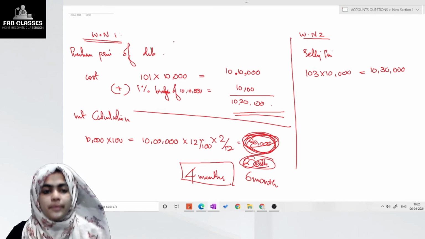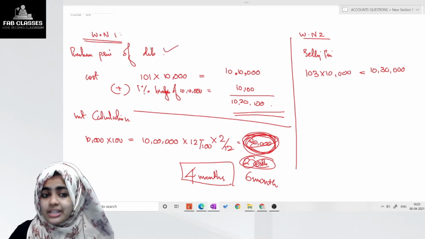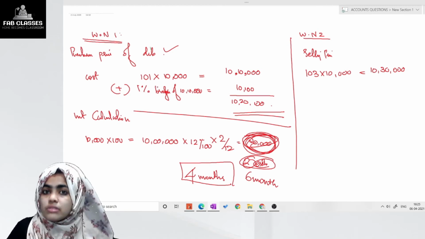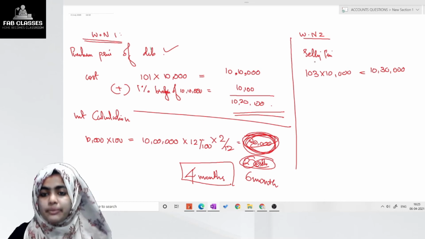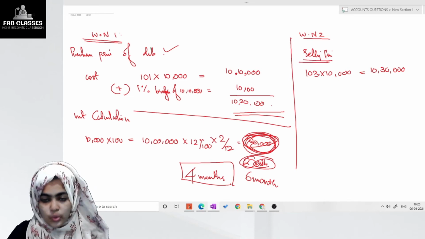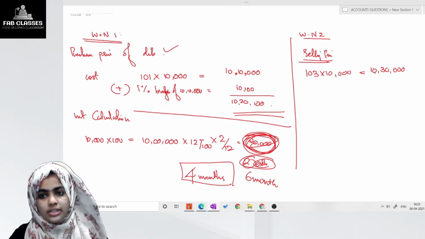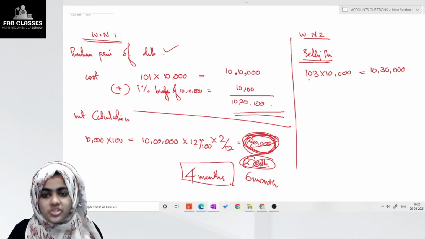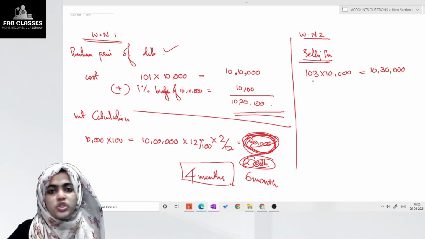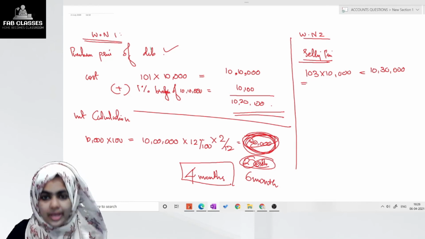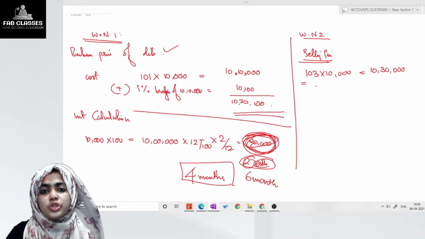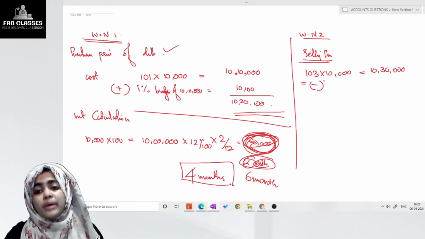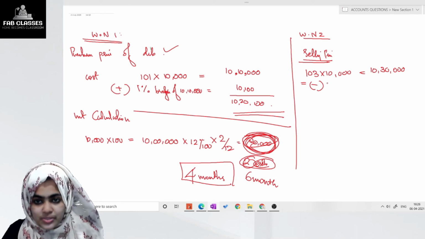Now you see, in case of purchase, when we paid the brokerage of 1%, we added it along with our cost because that was our cost. But in case of selling, we are receiving 10,30,000, and out of this we are paying 1% brokerage. So the remaining amount will be shown as the actual selling price. The expense relating to the selling is deducted from the sales value.